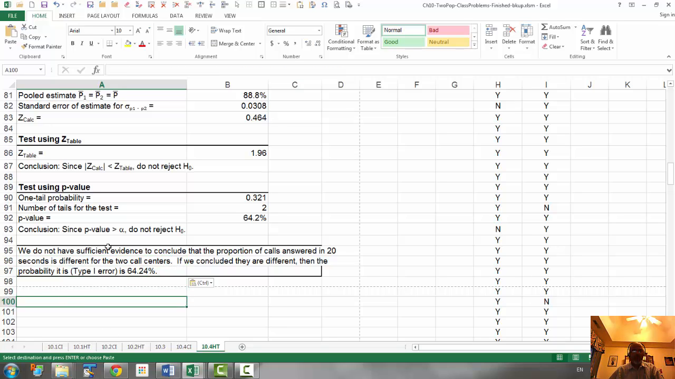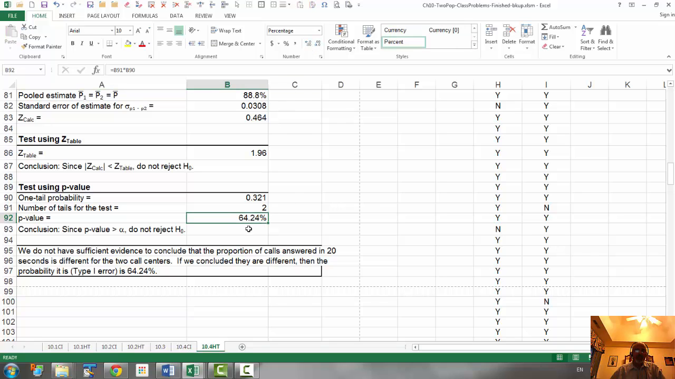Okay, so we do not have sufficient evidence to conclude the proportion of calls answered within 20 seconds is different for the two call centers, and if we did conclude that they were different, the probability of type 1 error is 64.24%.